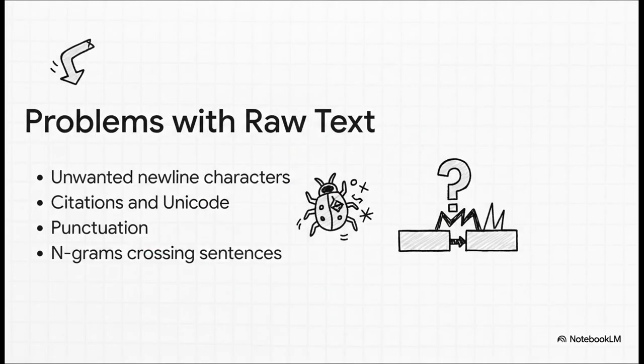And this really gets to the heart of the problem, right? Raw text is just full of these traps. Hidden formatting like new lines, stray punctuation marks, weird characters, citations. A basic n-gram approach might even grab the last word of one sentence and pair it with the first word of the next, creating complete and utter nonsense.